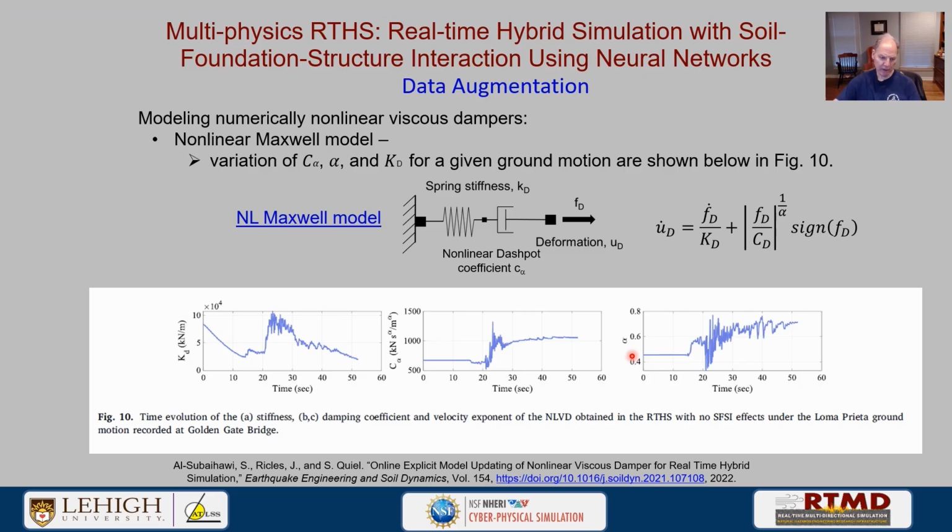So for each point in time along this history, the model's been updated, the coefficients have been updated, and you can see that the coefficients are changing. So we have to be careful then to augment our data sets when we generate the training data to account for this potential variation during actual hybrid simulation.